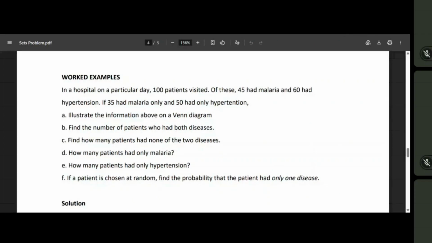So when you add 45 to 60, you are getting 105. Meanwhile, we were told that there are 100 patients. So once you are getting more than the universal set, here the universal set is what? Patients. Then the subsets are malaria patients and hypertension patients. So once it's more than the universal set 100, then it means some people are being counted twice. There is a double voting. So we have to look out for those people.